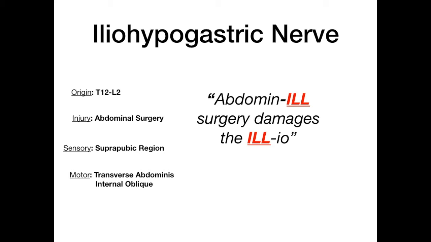Okay, so you can see how you need to know all of this information, because the test writer might only give you one or two of these four facts and expect you to be able to recall the other remaining facts that are not in the vignette. So to summarize, abdominal surgery damages the iliohypogastric nerve, T12 to L2, suprapubic for sensory, and transverse abdominis and internal oblique for motor. So that's our first nerve.